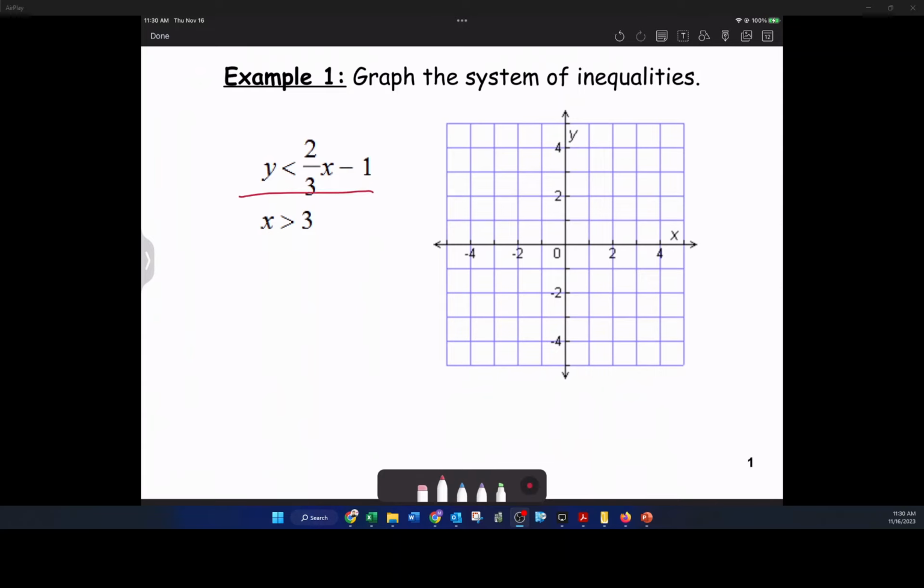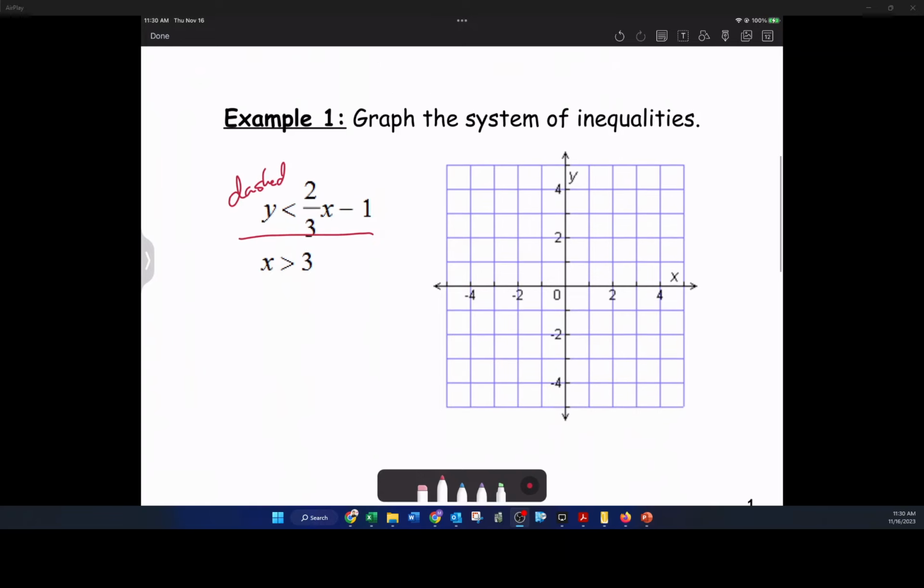So this is going to be dashed because, if you remember, less than or greater than, dashed; less than or equal to, greater than or equal to, solid. So if it has the equal to, it's solid. If it doesn't, it's dashed. All right. And we are going to shade down. The rule for that is less than or equal to, you shade down. Greater than or equal to, you shade up.